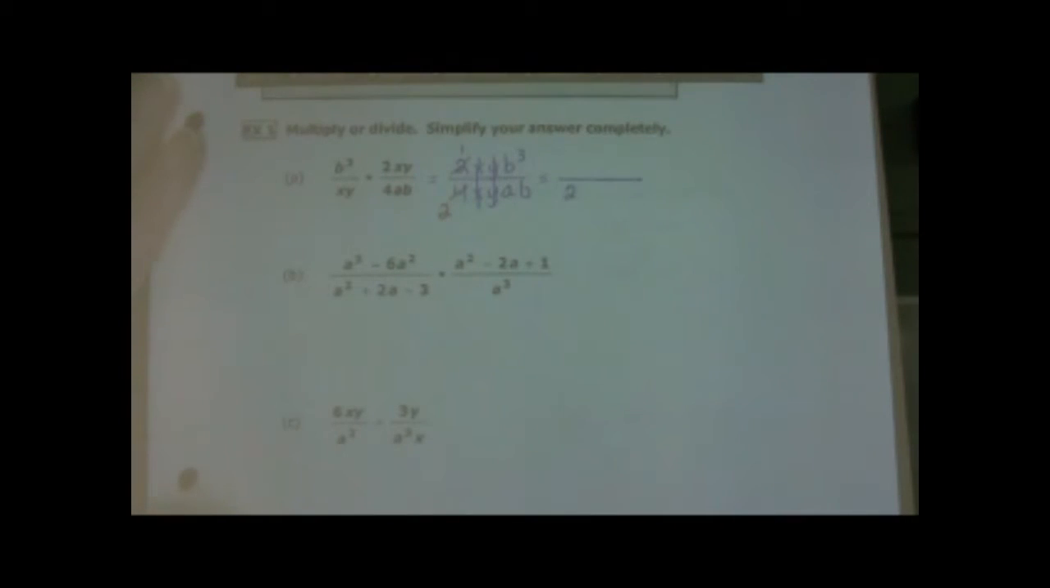So first of all, the 2 over the 4, 2 goes into itself once and into 4 twice. So I'm going to get to the end here and I'm going to have a 2 on the bottom. Out of my x's, I have the same on the top and bottom, so they're going to cancel. Out of my y's, I have the same on the top and bottom, so they're going to cancel. On the bottom, I have an a, but I don't have one on top, so I'm going to have an a on the bottom. And out of my b's, I have 3 on top, 1 on the bottom. 3 minus 1 is 2, so I have b squared on top. That's all there is to this.